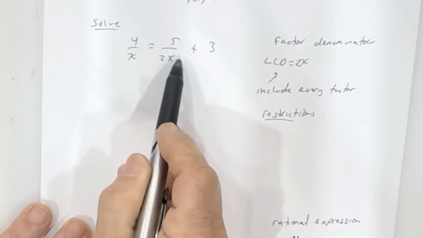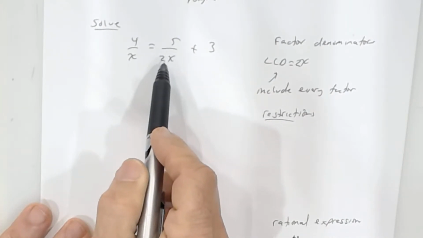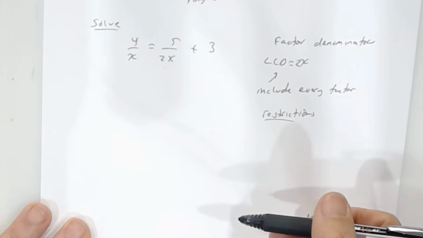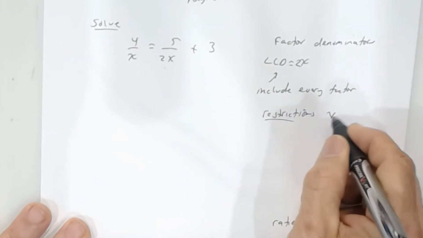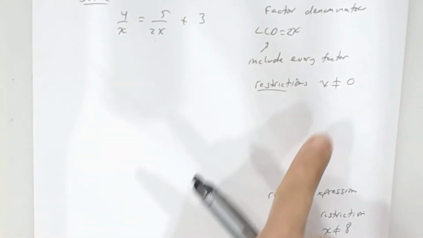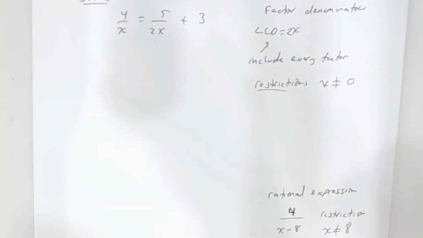What can't x be here? 0, because 2 times 0 is what? 0. So how many restrictions are there? There's just one. So you're going to say x cannot equal 0. All right, now that's going to be important because there are going to be some problems for these rational equations where your solution is a restriction. And then we're going to end up bringing another word here called extraneous root. I'll talk about that when we get to that point. But that all has to do with your restrictions.